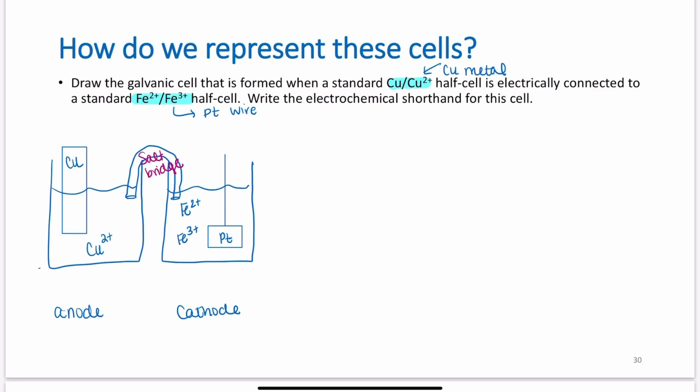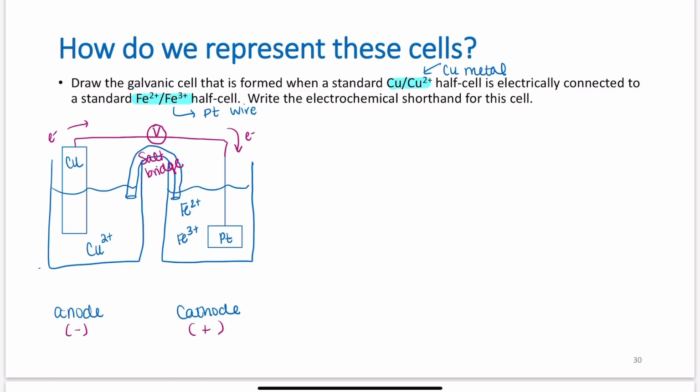We do have to have our external wire, representing it by our voltmeter, so we can actually connect it electrically. My electrons will always travel from my anode to my cathode. And because I have a voltaic cell, my anode will have a negative charge and my cathode will have a positive charge. Let's see, what else am I missing?